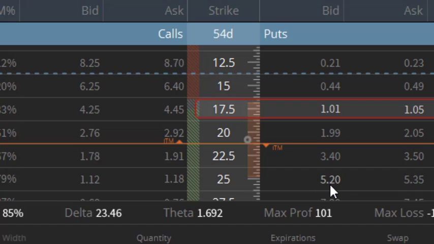Similarly, on the put side, if I wanted to sell the stock at $25 per share, I would pay $5.20 to do that, which means I would effectively be selling the stock at $19.80. And the current market price, as I mentioned, is $20.80. So I would need the stock to move down at least $1 before I would start to make money.